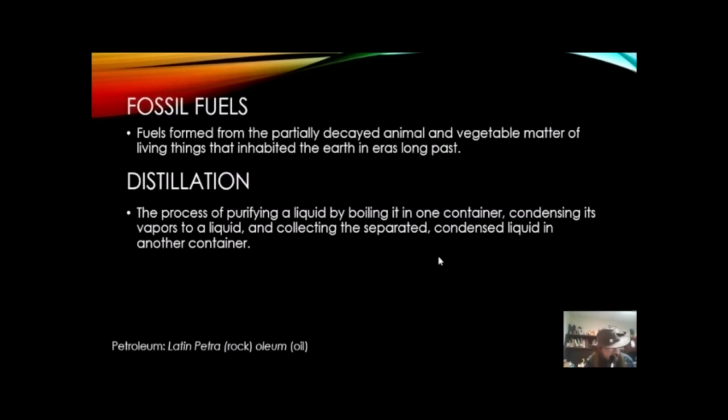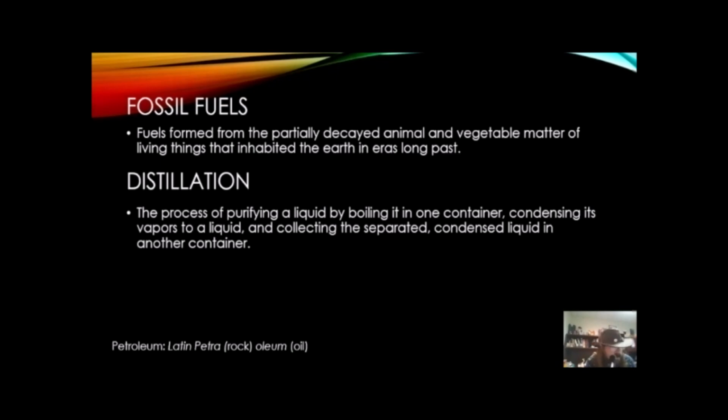Now, most of the energy that we get nowadays comes from organic matter or plant-based fuel, like wood. Our natural gas, our coal, our petroleum, all of these are examples of fossil fuels. Fossil fuels, of course, are fuels formed from the partially decayed animal and vegetable matter of living things that inhabited the earth in eras long past.